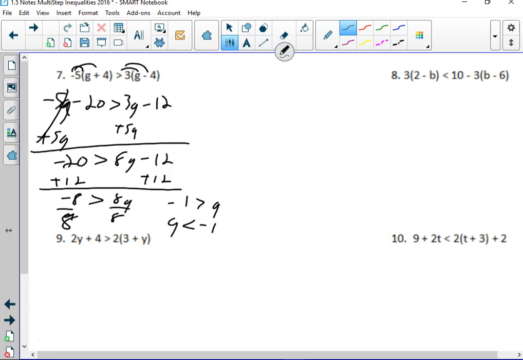Remember, the arrow is pointing towards g, the mouth is eating the -1. So when I rewrite it, I keep the same direction. And real quickly, when I graph that one, put a number -1, it's an open dot, okay? And g is less than -1.